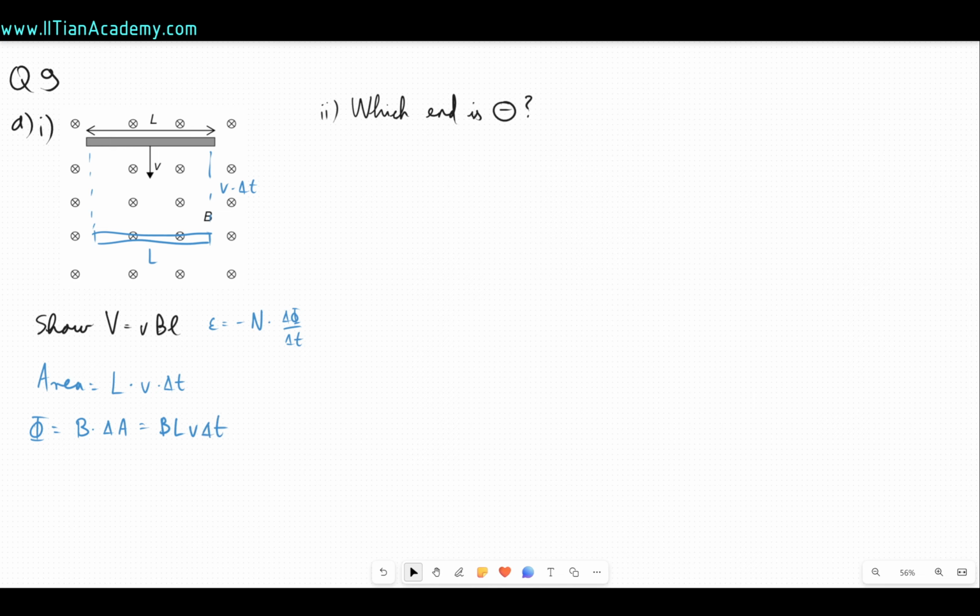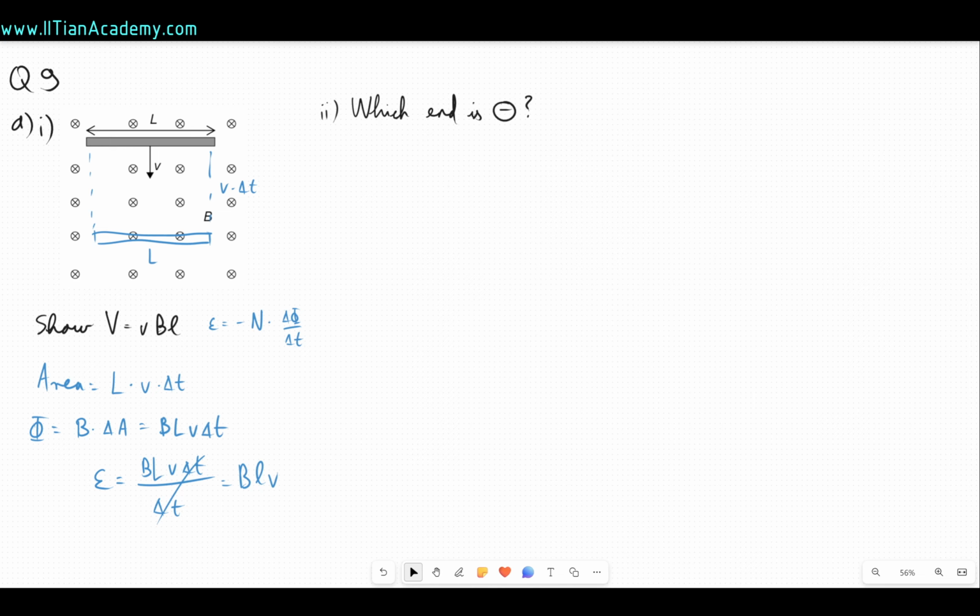And then we use EMF, Faraday's law. We know N is equal to 1 as we only have one rod here. So we have B L v delta t divided by delta t. So these cancel out and we just have BLv or vBL.